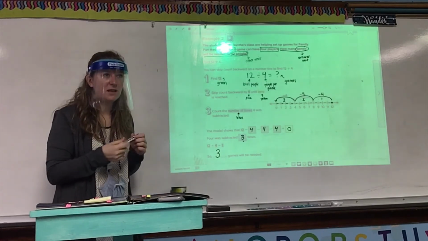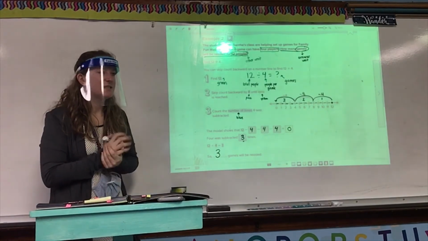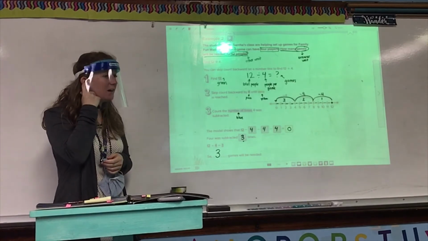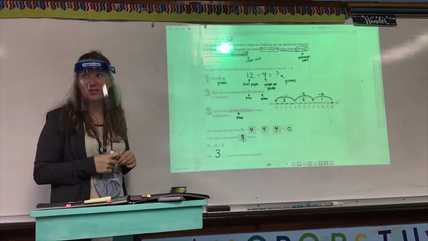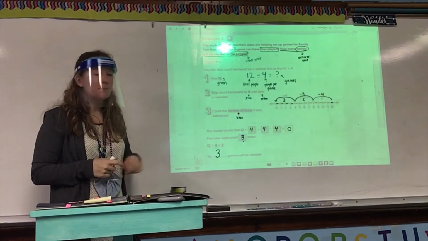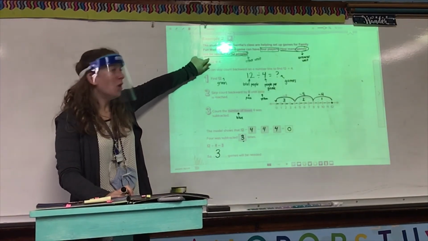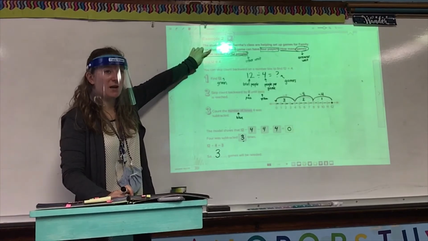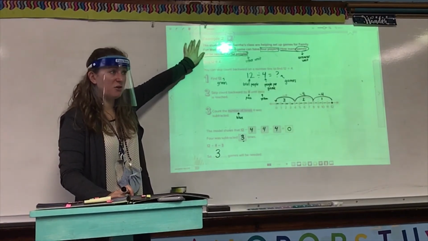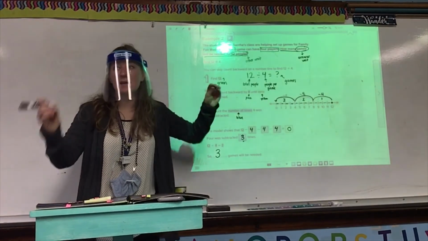Okay, everybody with me? Sometimes the trickiest part of word problems is just figuring out what are my numbers. But all you have to do is figure out, okay, what's the question asking me for? What numbers are represented in the problem? Do I know the total? Or do I know the pieces that make up the total?